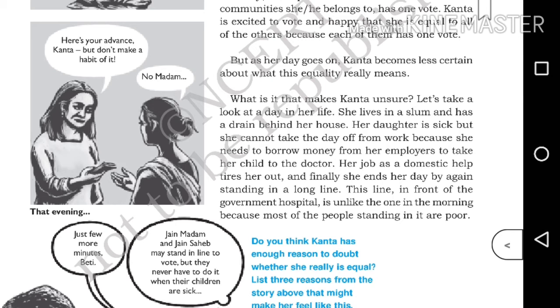So, as we have discussed about the story, the first line that Kanda was standing in was to cast her vote. Both the rich and poor were standing on the same line and waiting for a long time. But here in the government hospital, all those who are standing in the line were poor.